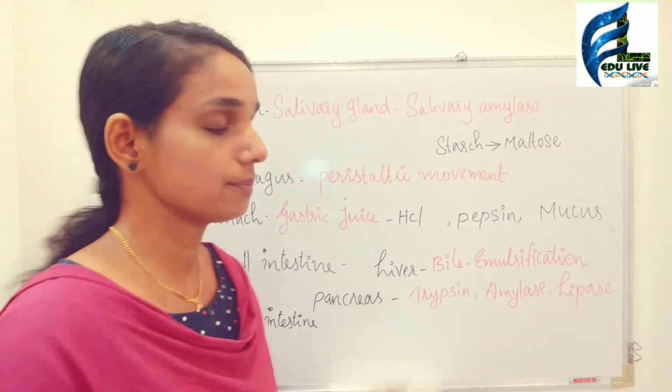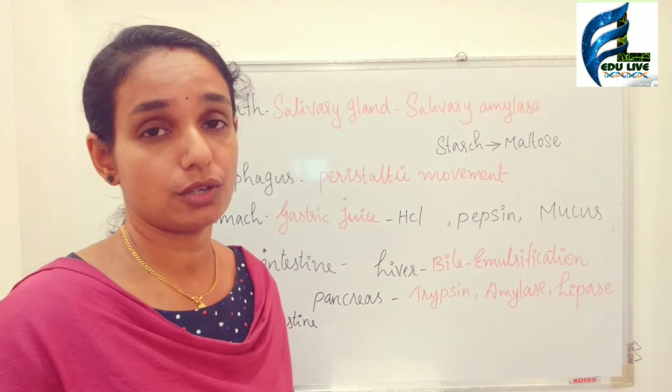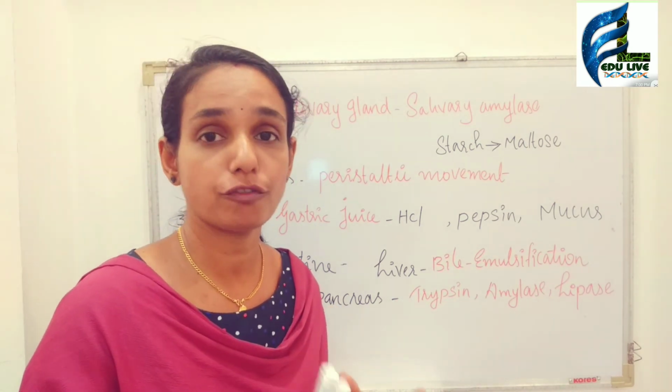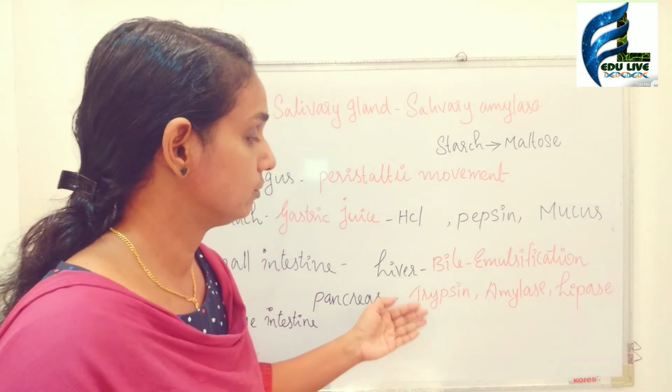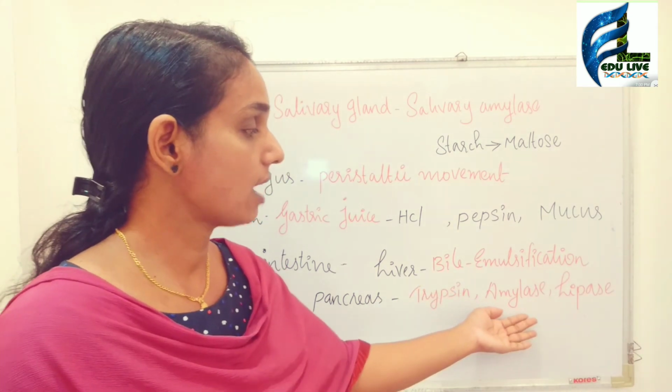What is the function of trypsin? Which converts protein into peptone. Peptone is the very simplest form of protein. Okay, which converts the protein into peptone. And the second one is amylase.